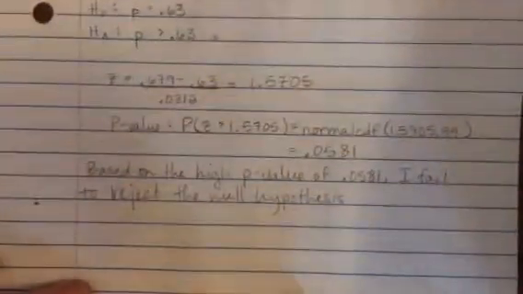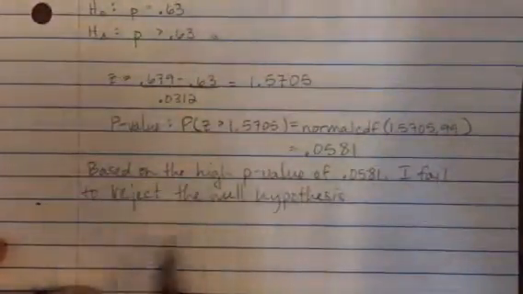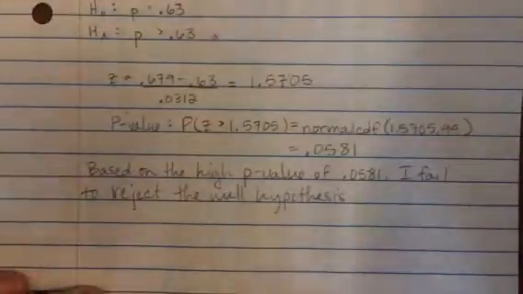So I need to follow this up with the context of the problem. So this is always going to be my first sentence in my conclusion. Based on the p-value, I either fail to reject or I reject the null hypothesis. In this case, I failed to reject.